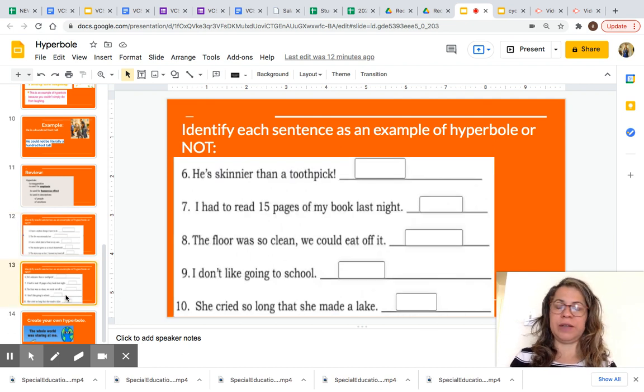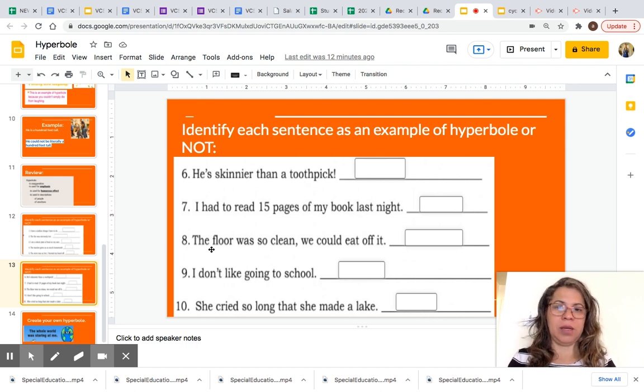Now, let's look at a few more examples here. Remember, you are identifying each sentence as an example of hyperbole or not. Number 6: he's skinnier than a toothpick. Is this a hyperbole or not? Can this person be skinnier than a toothpick? Number 7: I had to read 15 pages of my book last night. Is this an exaggeration or something that you can actually do?